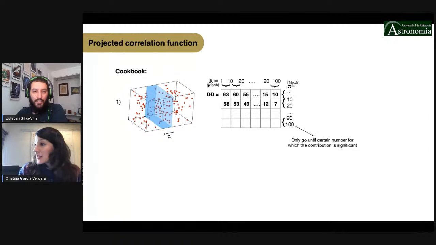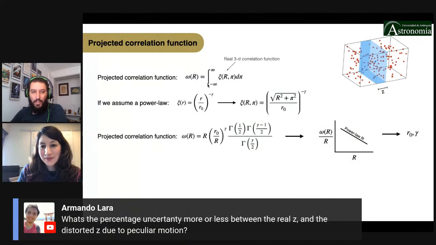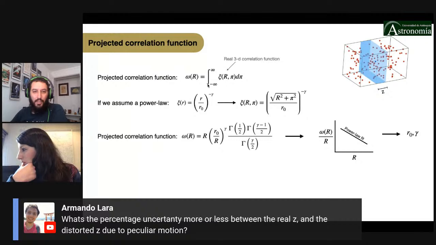Then the... Yeah, sorry. You have a question. Sorry to interrupt. You have a question here in the chat. What is the percentage uncertainty, more or less, between the real ξ and the distorted ξ due to peculiar motion?